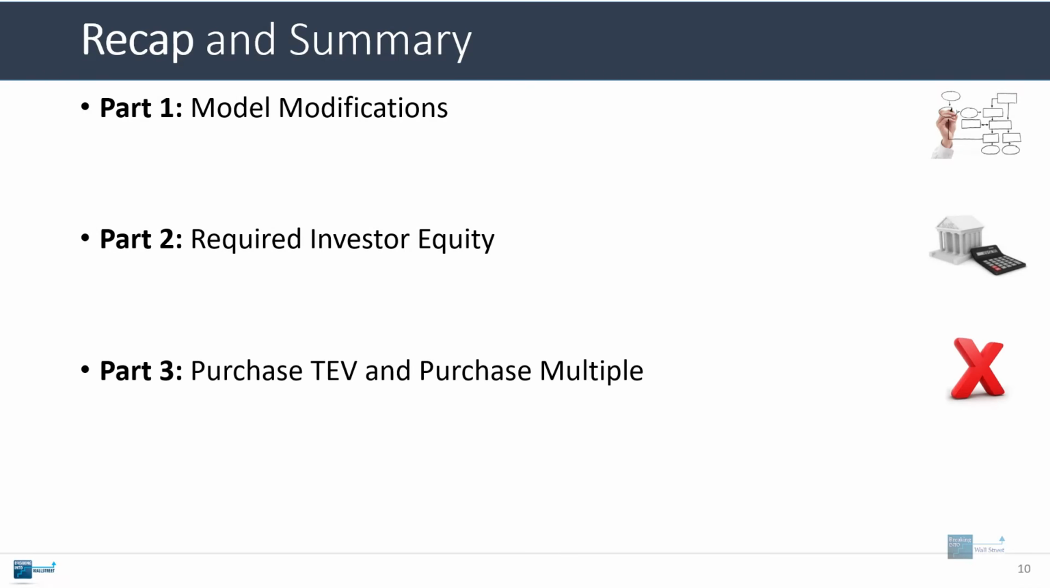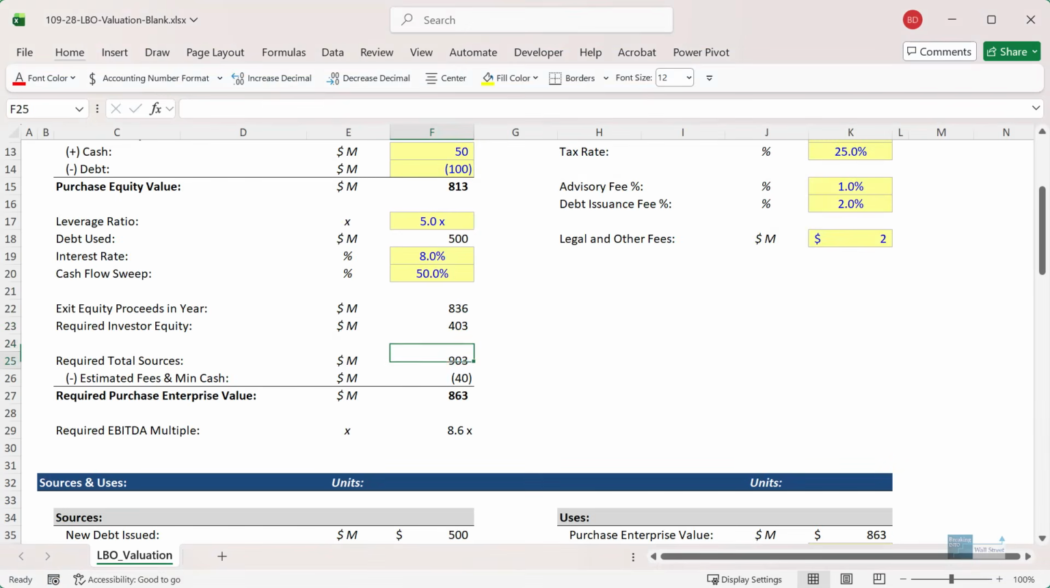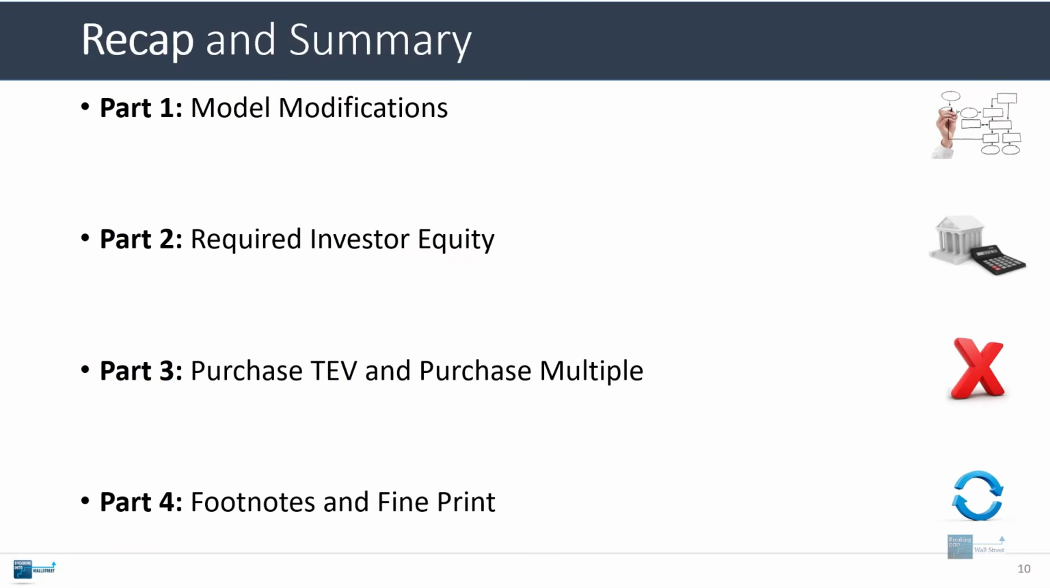Then we backed into the purchase enterprise value and purchase multiple by adding the debt used to this required equity to get us to our total sources, subtracting the fees and minimum cash to get to the required purchase enterprise value, and then dividing by EBITDA to get to the required EBITDA multiple. We got into some issues with circular references when you make the model truly robust and make the IRR and exit year drive everything, and I showed you how to get around that with a simplification.